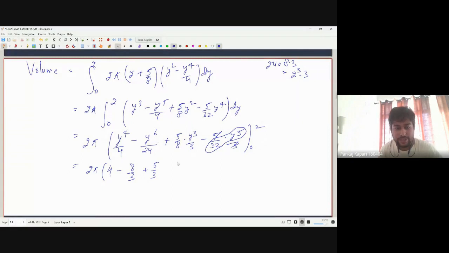And therefore everything will give you 1. So minus 1. This is your volume. Let's simplify this. 4 minus 1 is 3, and then if you add all these things, minus 8 by 3 plus 5 by 3, this will just give you minus 1.